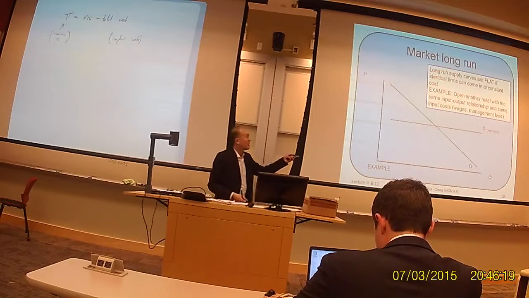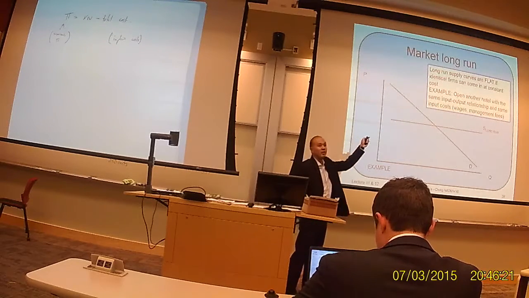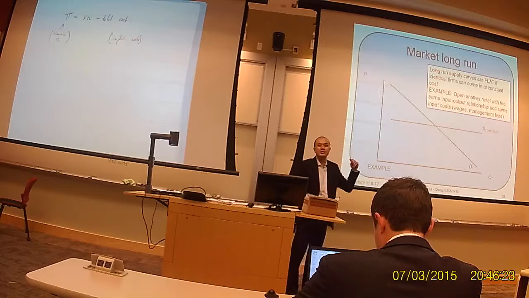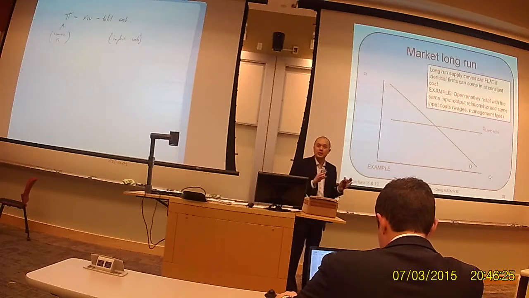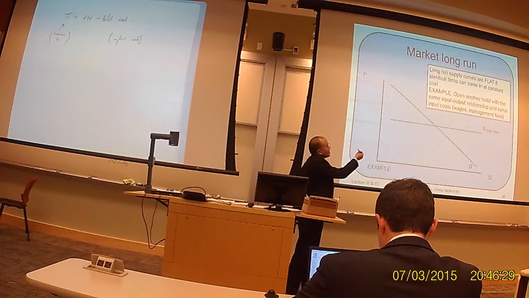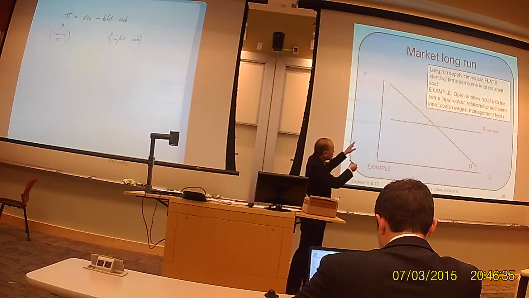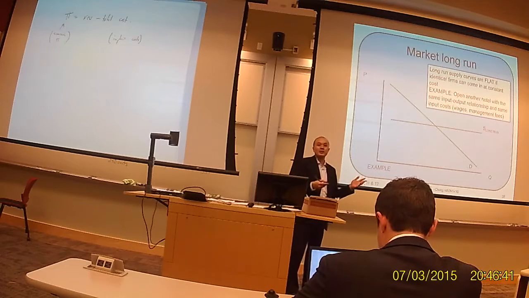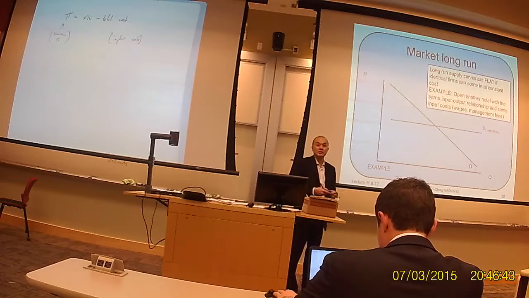So what this then says is we have this idea of a long-run supply curve. I think I did this very quickly last time, so I'm going to do it slowly this time. Long-run supply curves are flat if identical firms can come in at constant cost. When we draw out this long-run curve, we're saying that if demand shifts, more companies will enter to get the price back to where it was.